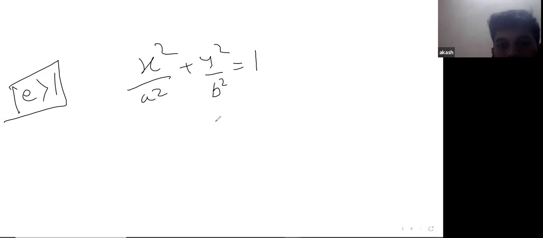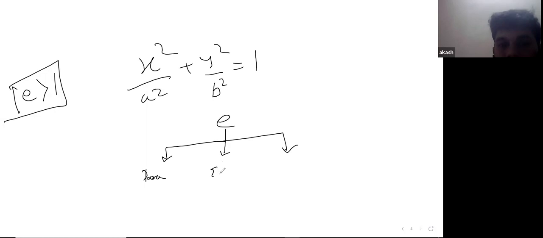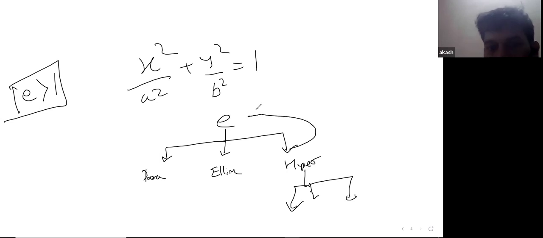Depending on eccentricity, the curves are divided into 3 parts: one is parabola, one is ellipse, one is hyperbola. Now if you categorize hyperbola into 2, 3, 10 parts, it's your choice, right? But with regard to eccentricity, it's only one division: it should be greater than 1.